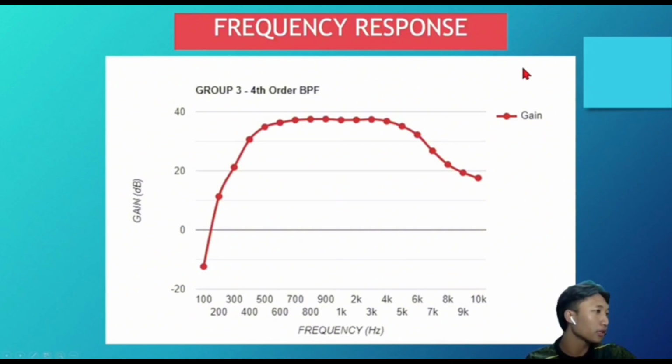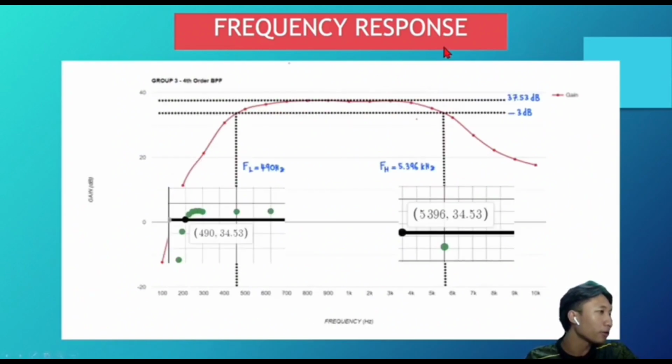Maybe it's not perfect, but after that we need to do the slope analysis. That is the next step. How do we do the slope analysis? First thing first, we need to make the line for the mid gain, that is 37.53 dB. After that, we need to minus 3 dB, that is 34.53 dB. And then from that, we can get the value for the low cutoff frequency and the high cutoff frequency.